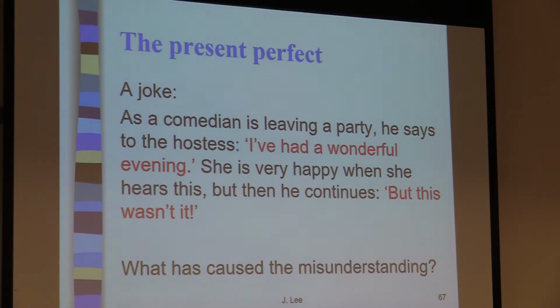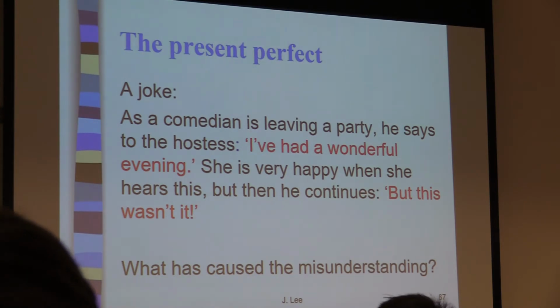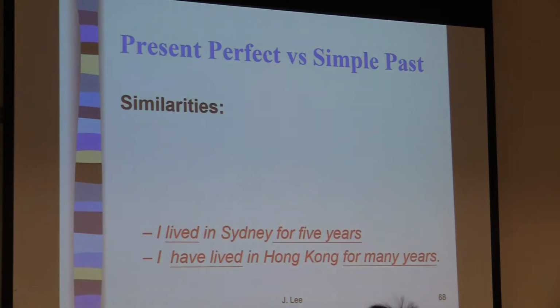But to the hostess, when he said, "I've had a wonderful evening," the meaning is the completed action. It means this one, just now, the party has just finished. So you see, it can have different interpretations. Well, let's compare the present perfect and the past tense. They have some similarities actually.